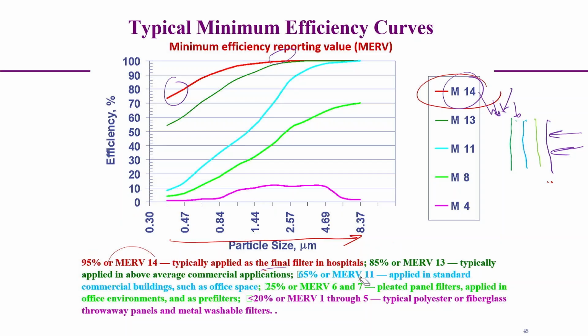Next, if we see, this one is a little bit coarser: MERV 11, applied in standard commercial buildings such as office space, where the filtration efficiency will be a little bit lower. For average filtration efficiency, this will be typically 65% for particles around, say, 1 to 2 micron, and for higher micron sizes we get higher filtration efficiency.